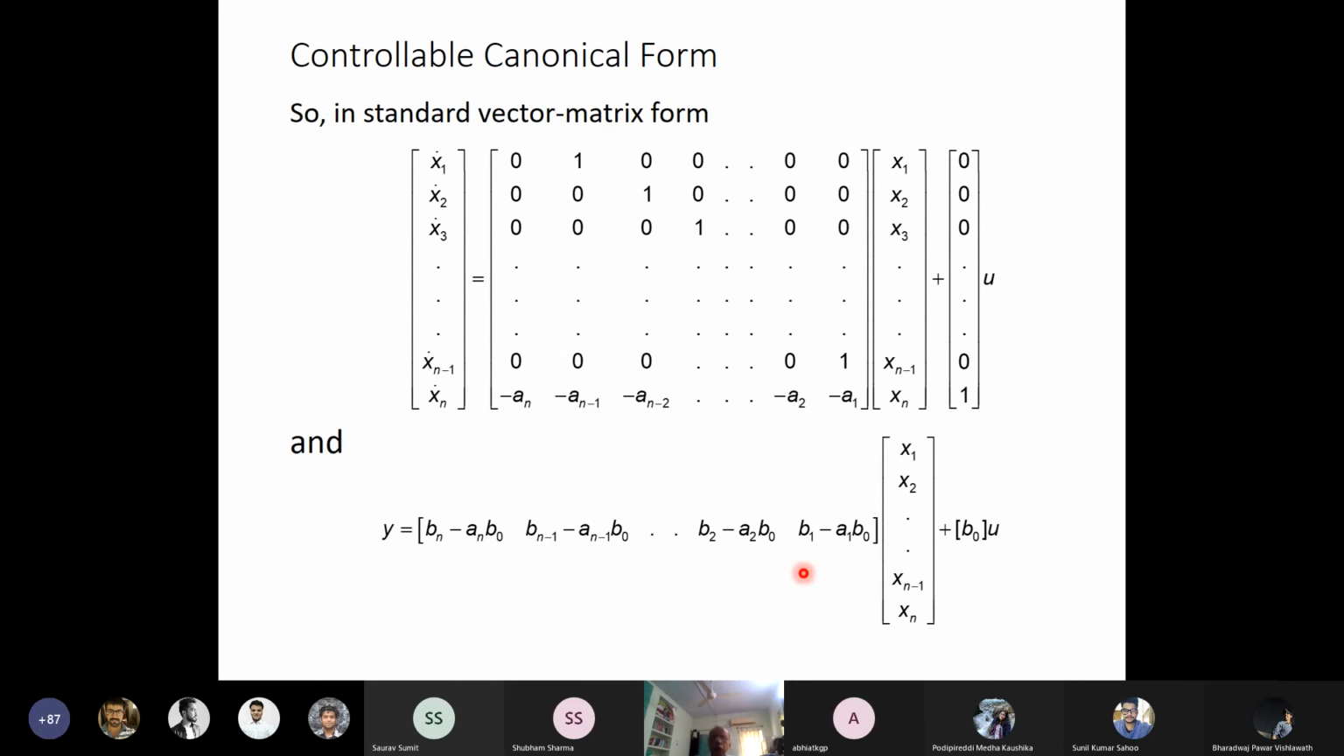Okay. So in a standard vector matrix form, I can write x1 to xn. So x1 dot is equal to x2, so I will have 0, 1, but other terms are 0. Similarly, x2 dot is equal to x3, so I will have this element, other elements will be 0. This way I will have this equation into u. Similarly, the y output map will be this one multiplied by the state vector plus b0 into u.